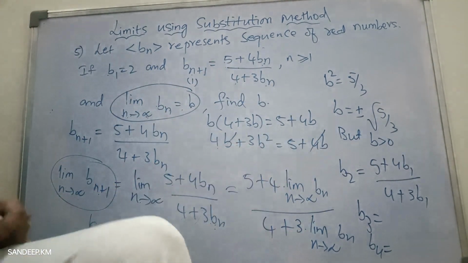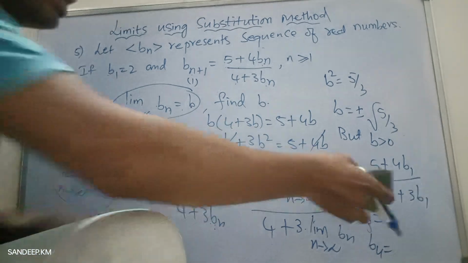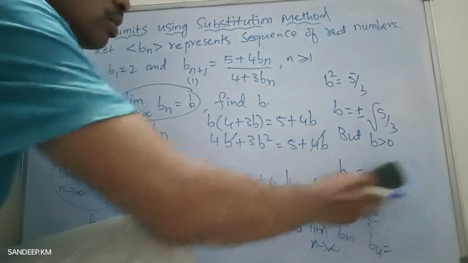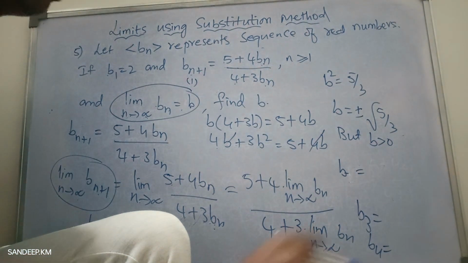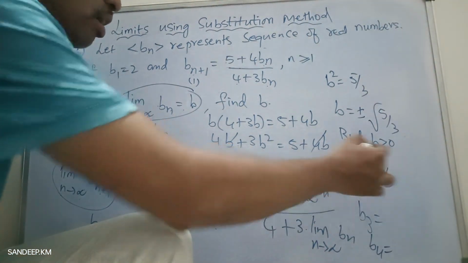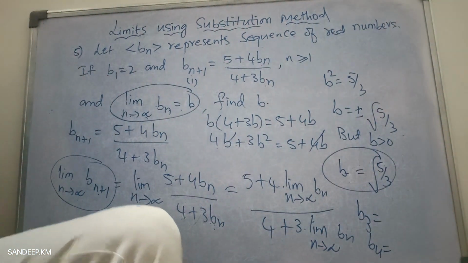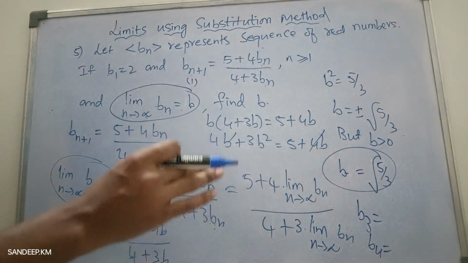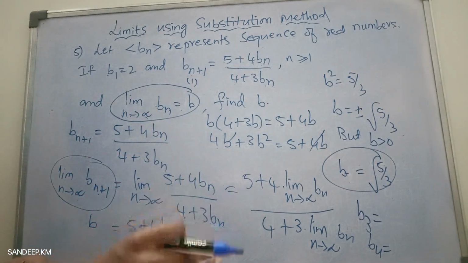So, b is positive in this particular sequence. Therefore, what is the only correct answer, dear students? The only correct answer is b is equal to root of 5 by 3. We will not take b is equal to minus root of 5 by 3. We will take only b is equal to root of 5 by 3. So b is equal to root of 5 by 3 is the only correct answer.